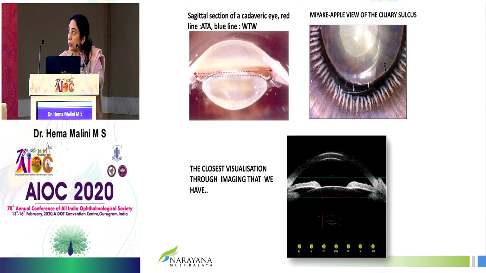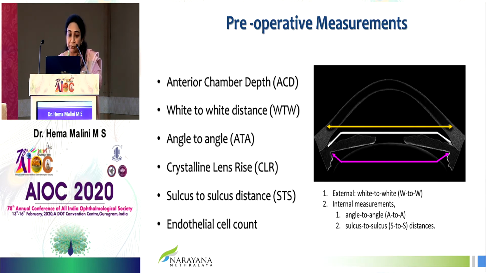These are a few photographs from the same study, which show the comparison. In the first diagram, the red dotted line is the white to white measurement, and the blue dotted line is the sulcus to sulcus, and the second one is the Miyake-Apple view of the ciliary sulcus. The only possible way we can actually measure the ciliary sulcus is through the UBM.